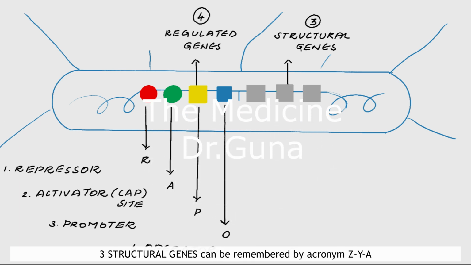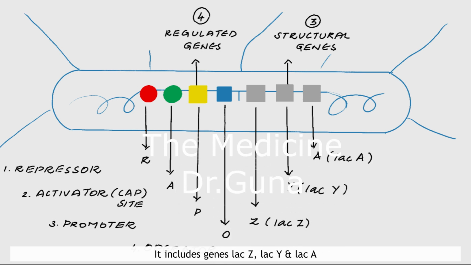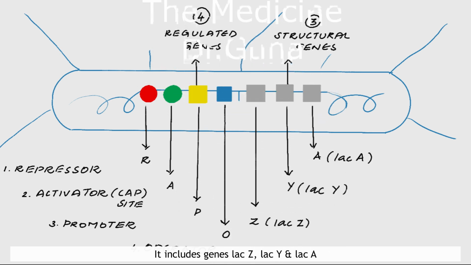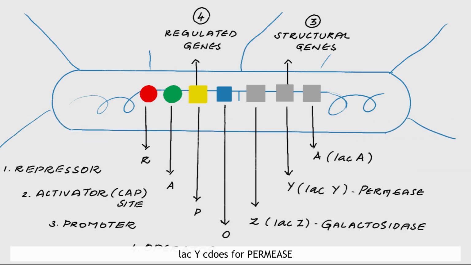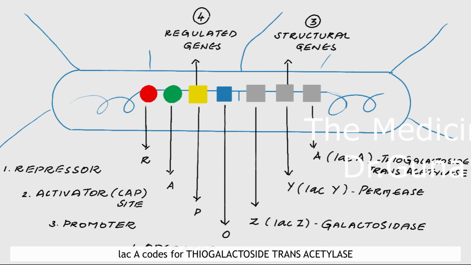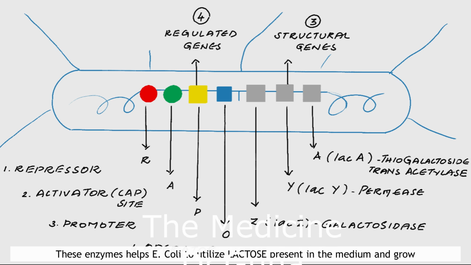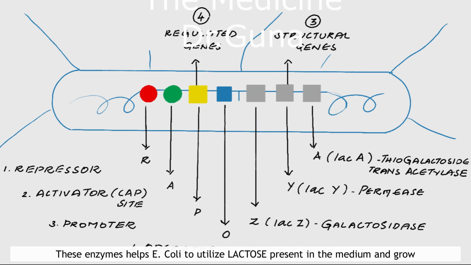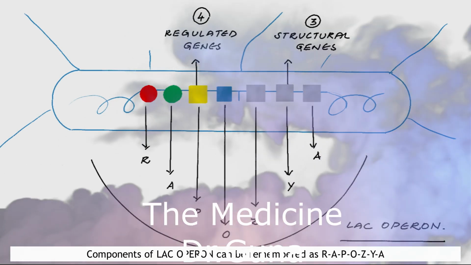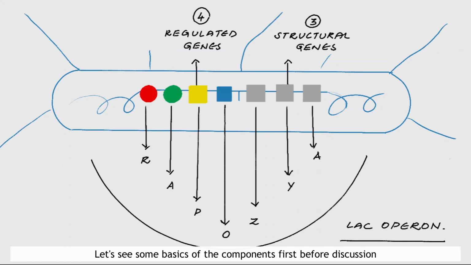The 3 structural genes can be remembered by the acronym ZIA. It includes genes LAC-Z, LAC-Y, and LAC-A. LAC-Z codes for galactosidase, LAC-Y codes for permease, and LAC-A codes for thiogalactoside transacetylase. These enzymes help E. coli to utilize the lactose present in the medium and grow. Components of the Lac Operon can be remembered as RAPO, ZIA.